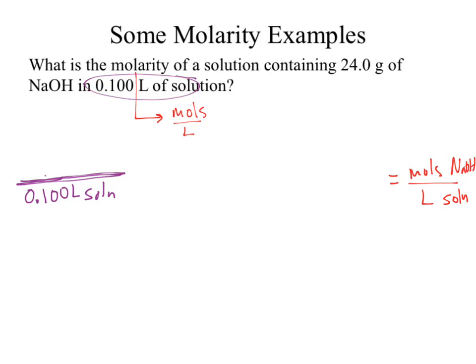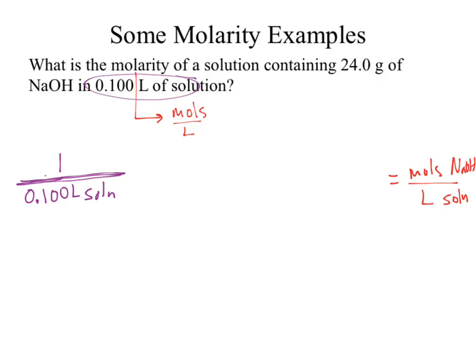What number needs to show up on top of that? 1. Okay. We're not given 0.1 liters of solution with respect to moles. We're just told it's 0.1 liters of solution. If I put in any other unit, it's no longer that value. If I put in any other number, it's no longer that number. So it needs to be a 1 on top. Okay. This gets me the bottom half of my calculation.